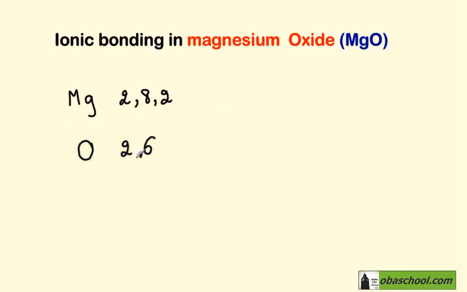Which of the two atoms has a larger tendency to lose electrons? Well, magnesium has 2 valence electrons and oxygen has 6 valence electrons. Oxygen can't lose 6 electrons for magnesium to satisfy the octet rule, because it's easier for magnesium to lose its 2 valence electrons for oxygen, so that oxygen would have 8 electrons in its outer shell.